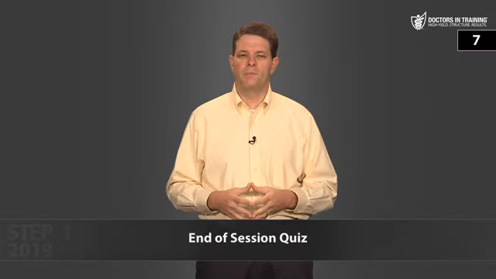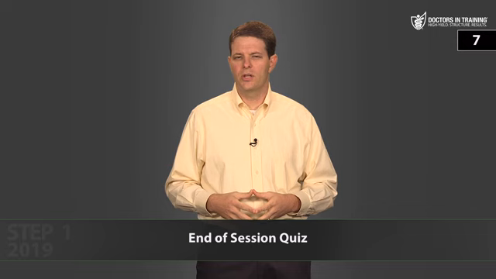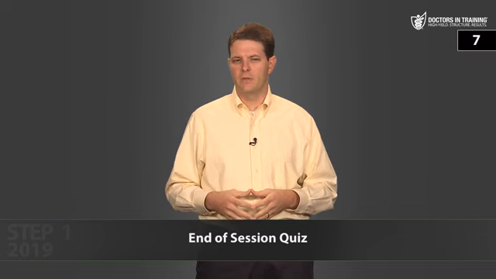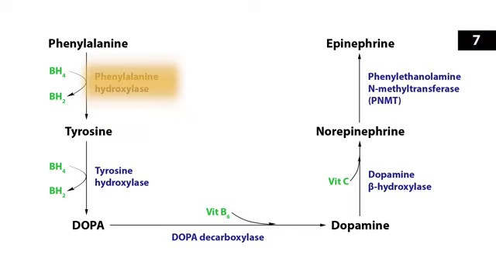All right, first question. Which three enzymes are required to convert phenylalanine to dopamine? So you need phenylalanine hydroxylase, which converts phenylalanine to tyrosine. You need tyrosine hydroxylase, which converts tyrosine to dopa. And you need dopa decarboxylase to convert dopa to dopamine.